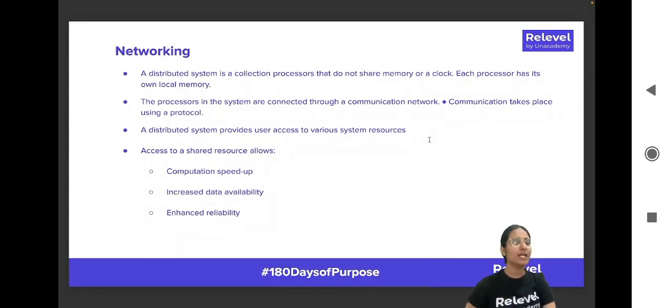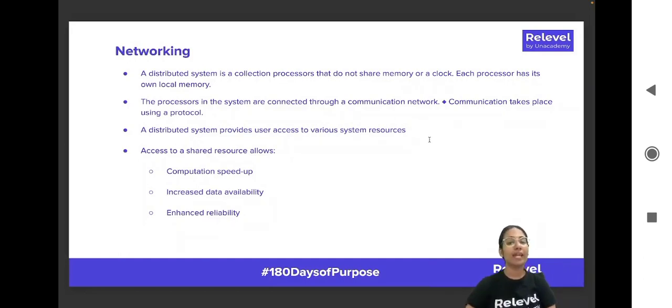So if multiple processors need to interact with one another, they need to make sure it happens using the protocol through the communication network. And a distributed system, where the system is entirely distributed across multiple geographical locations, basically provides users access to various system resources. When we talk about access to resources, it allows computation speedup, increased data availability, and enhanced reliability.